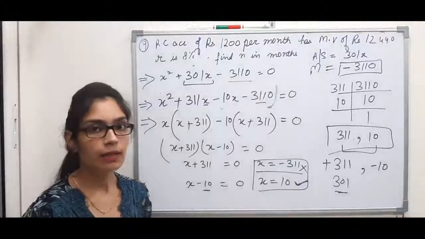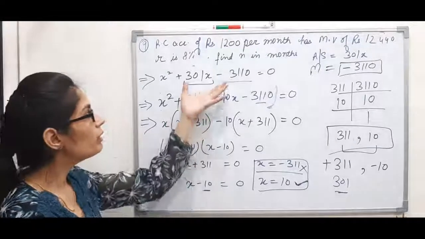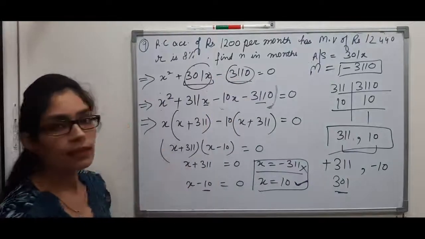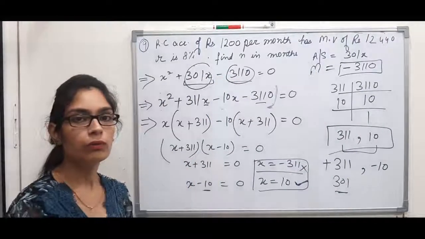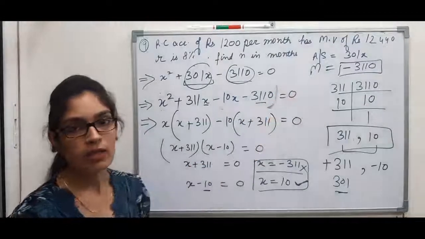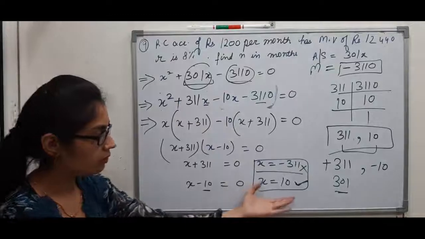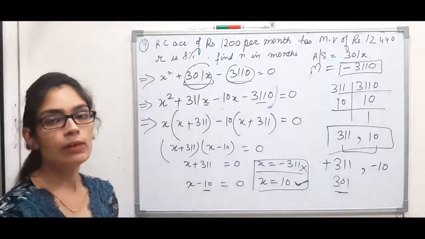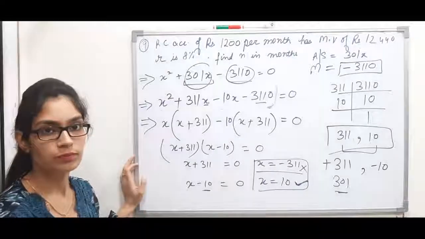This sum was a little bit long due to this quadratic equation, and the terms are also like this. But other than that, we started from calculating simple interest, then we substituted the value in our MV, and then we got the answer. Our number of months is equal to 10. Now let's do the next question.